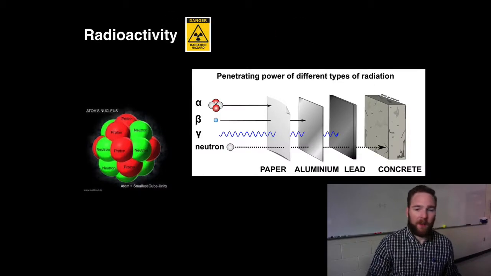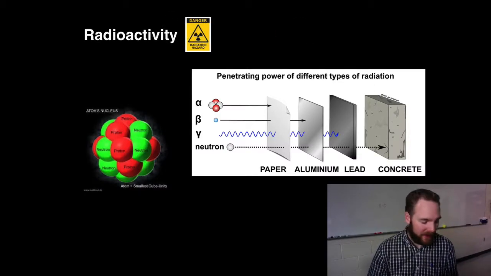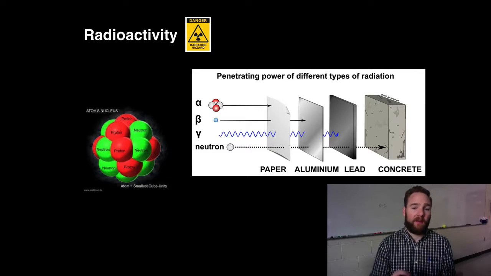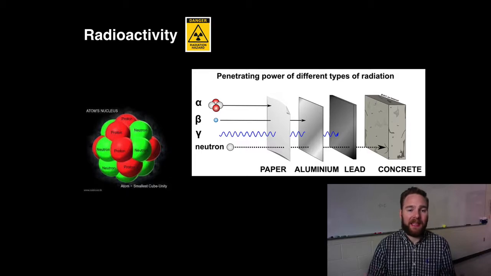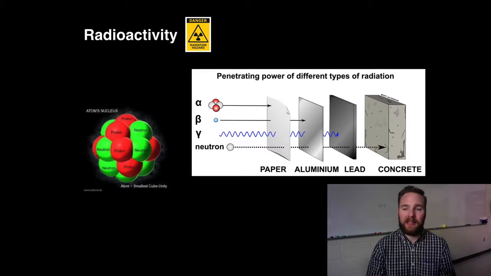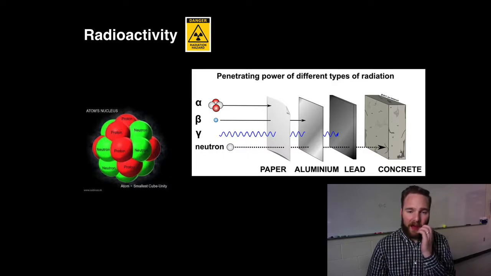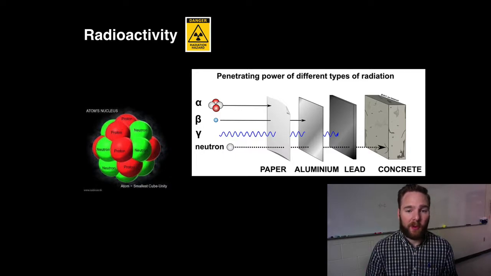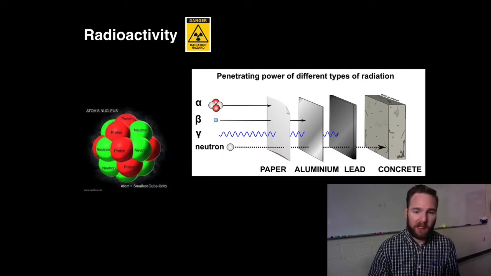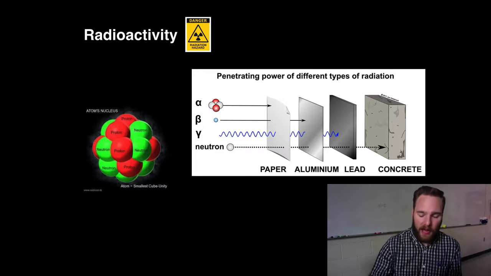Okay, so let's talk about the three types of radioactivity. We have alpha, beta, and gamma radioactivity. And again, radioactivity is simply the nucleus breaking down, parts being broken off an atom, and usually, sometimes even forming another type of atom.